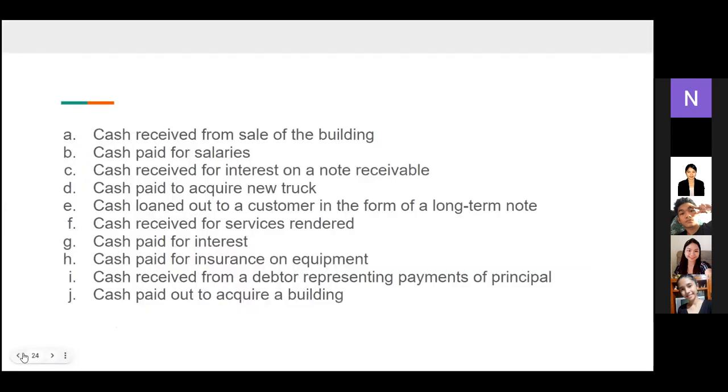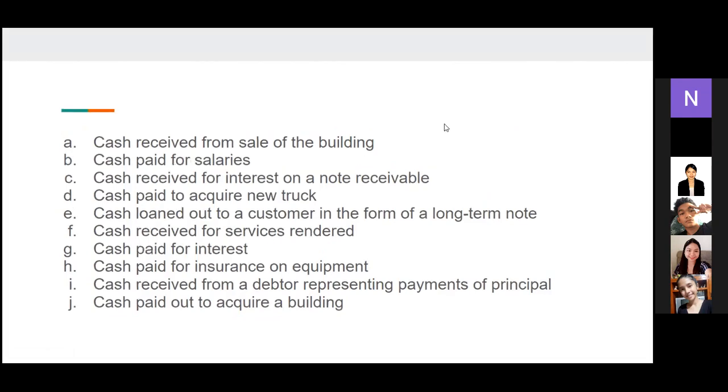Since wala na kayong tanong, meron tayong pa-activity lang. Isasagot lang, i-categorize lang natin siya kung operating, investing, or financing. So, let's start na. Since pipito lang tayo dito, tag-isa tayo. So, unahan ko na lang.